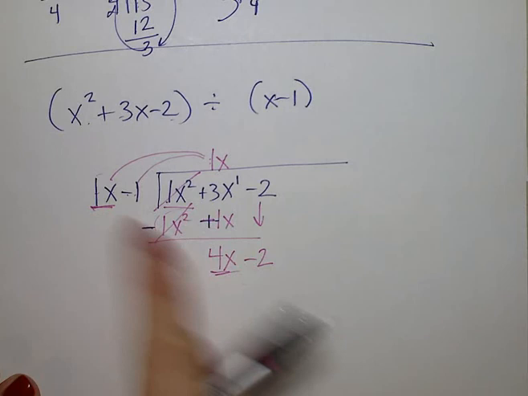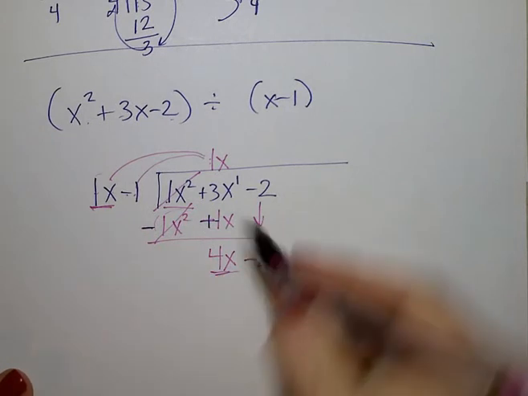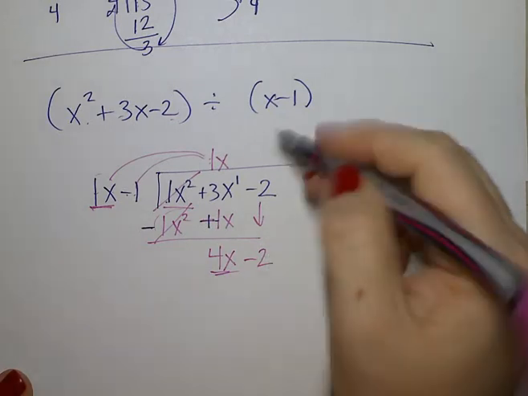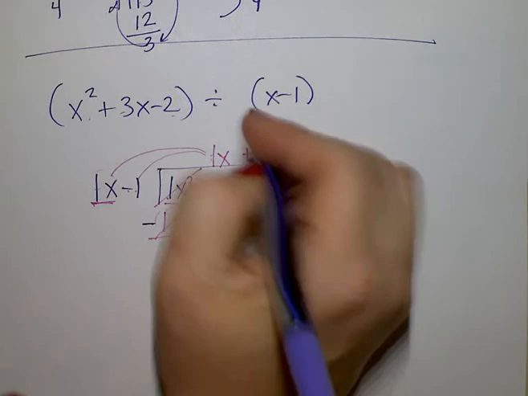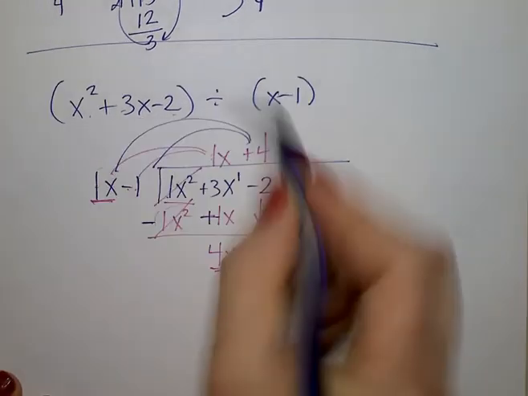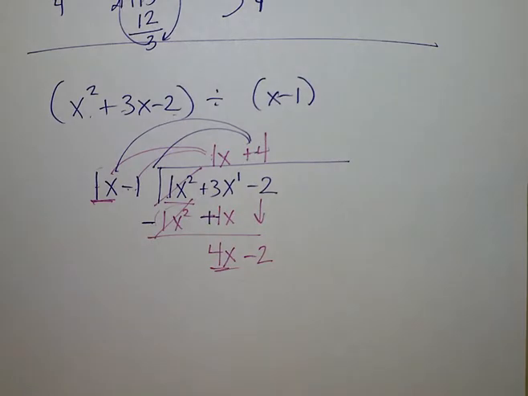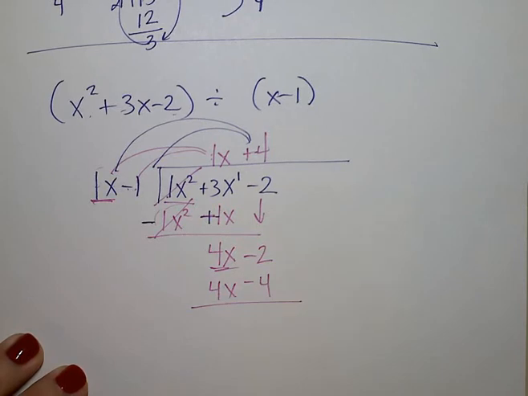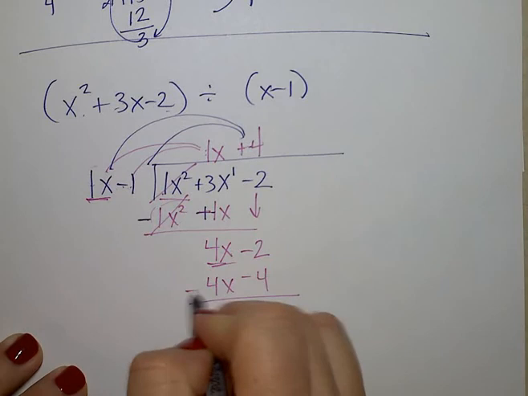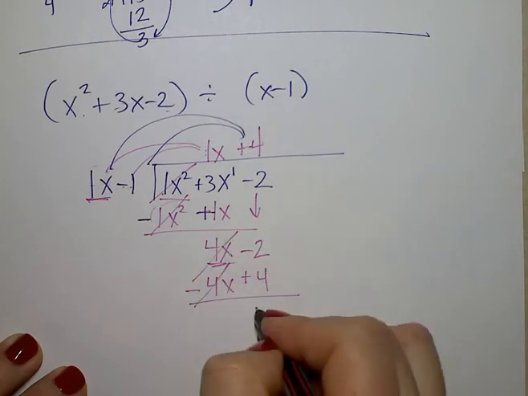1x times what gives you 4x? The answer is 4. It's a positive 4. So in the column that's the constants, I write a positive 4. And now I'm going to distribute this positive 4. Positive 4 times negative 1 is a negative 4, and positive 4 times 1x is a 4x. In the second level here, I'm going to change the signs and I'm going to combine. This cancels, so I'm doing it right, and this combines to give you a 2.